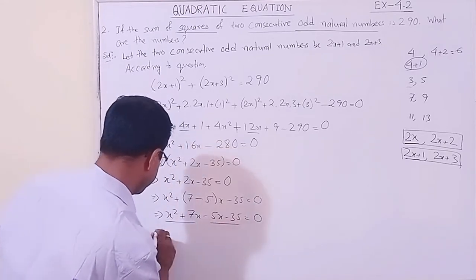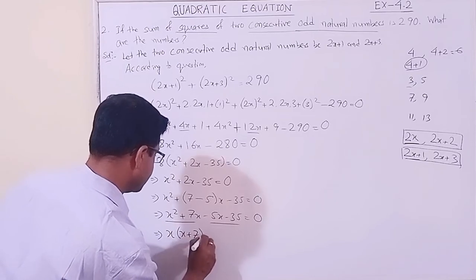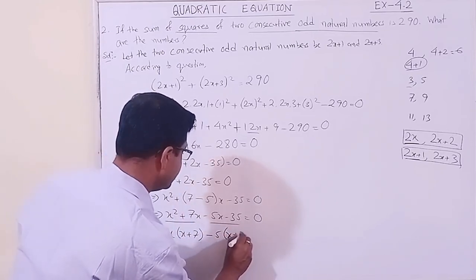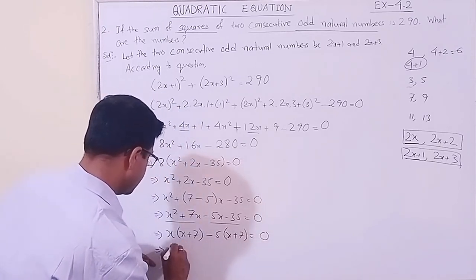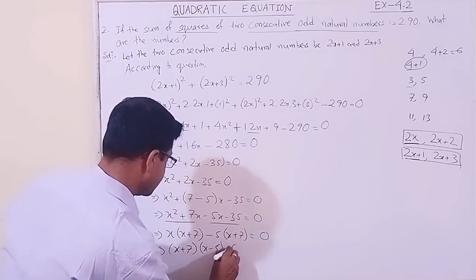Let us make pairs. In the first pair, what is common? x is common: x times (x plus 7). Here, what is common? Minus 5, isn't it? (x plus 7). You know that these two must be the same. So what is common here? x plus 7. Then (x minus 5) is equal to 0.